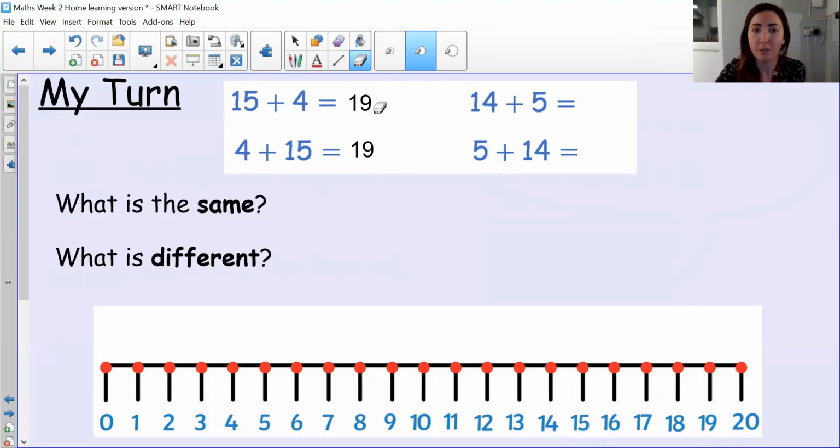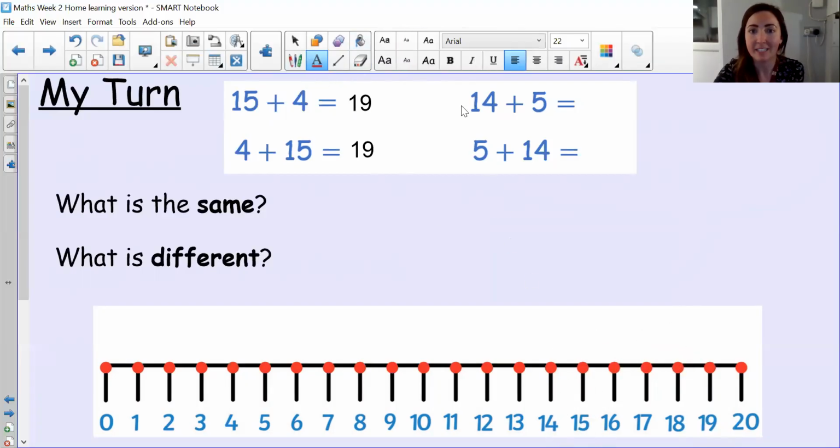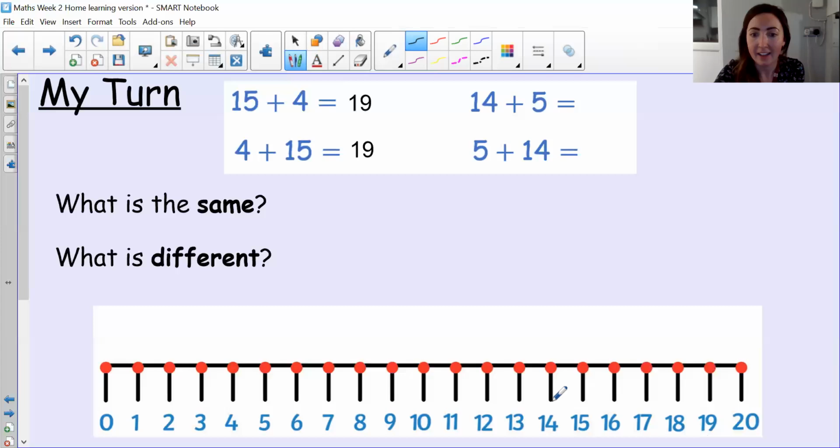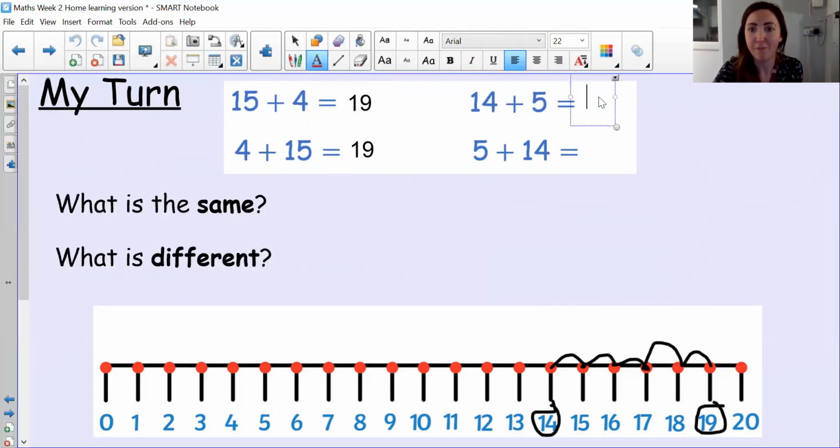So working out 14 add 5, I need to start with the number 14. And then, because I'm adding 5, I need to make 5 jumps. 1, 2, 3, 4, 5. And look, what do we have here? We've landed on 19, just as I expected. So 14 add 5 equals 19.